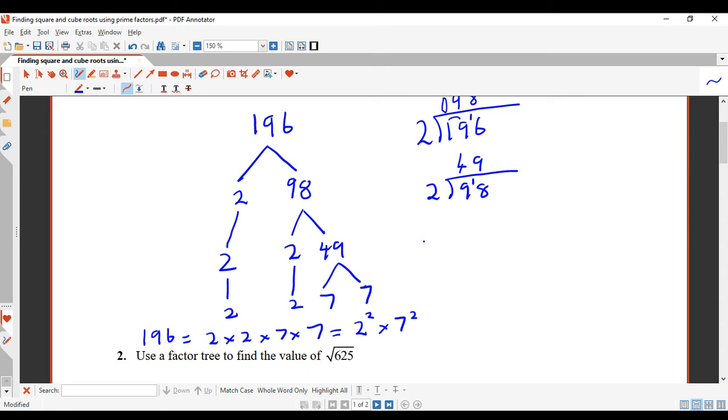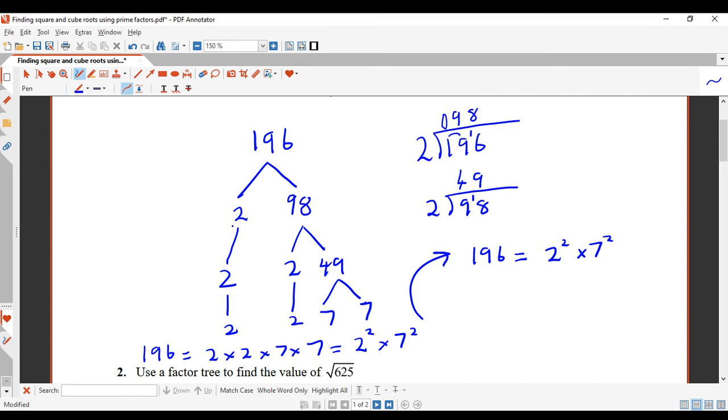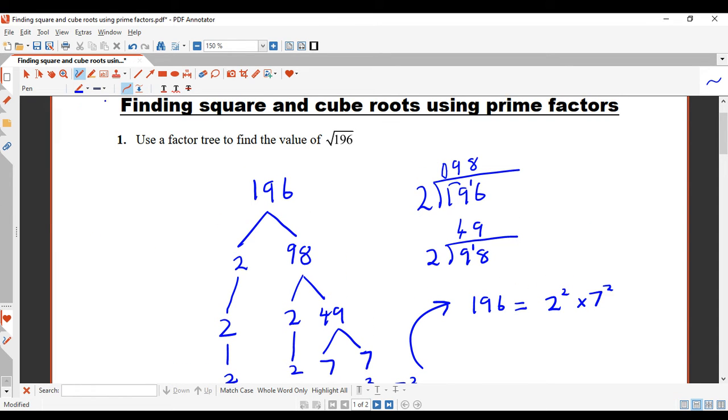So let's write that over here. I'll put that over here now. So I'll just come over here with my working out. So I've got 196 is equal to 2 squared times 7 squared. Okay, now we want to find out the square root of 196, don't we? Okay, so what we're going to do is we're going to square root both sides of this equation. So what that means is if 196 is equal to 2 squared times 7 squared, that means the square root of 196 must equal the square root of this.